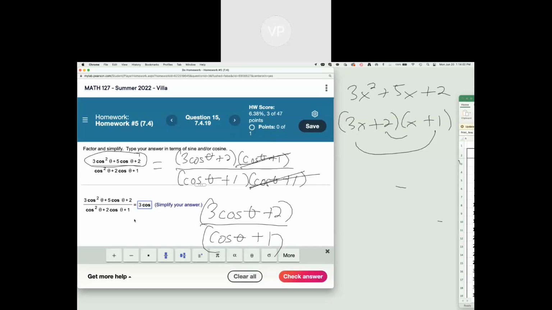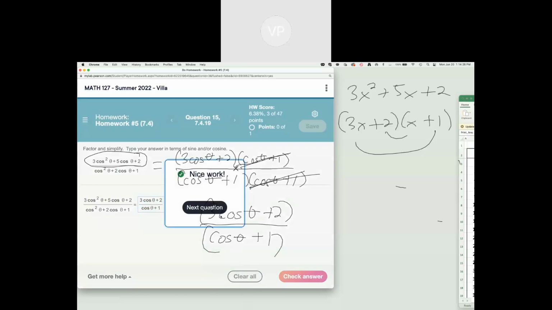We don't have that. So 3 cosine theta + 2 all over... And again, I probably should have done this, but okay. Yeah, I did hit that fraction button first when you get some complicated stuff. And there's our answer right there.